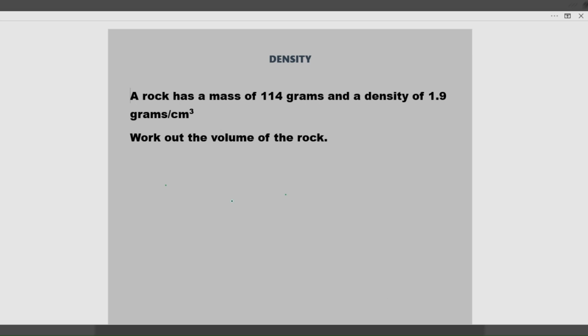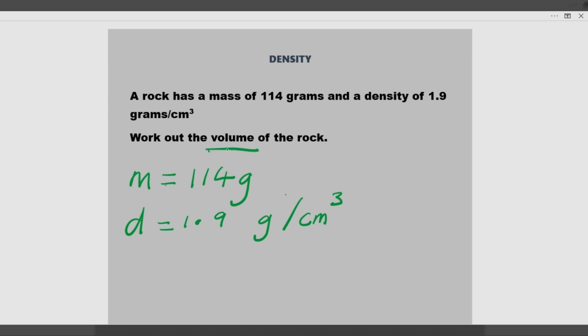In this video, we've got a density question and we've got the mass given. So a rock has a mass of 114 grams and its density is equal to 1.9 grams per centimetres cubed. And we're asked to work out the volume of the rock.